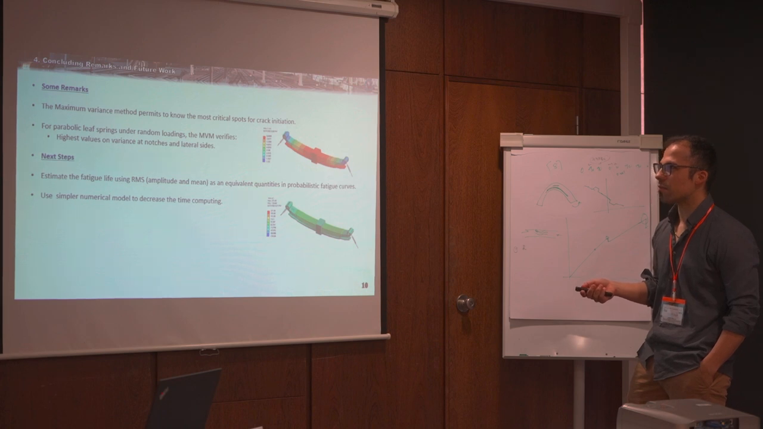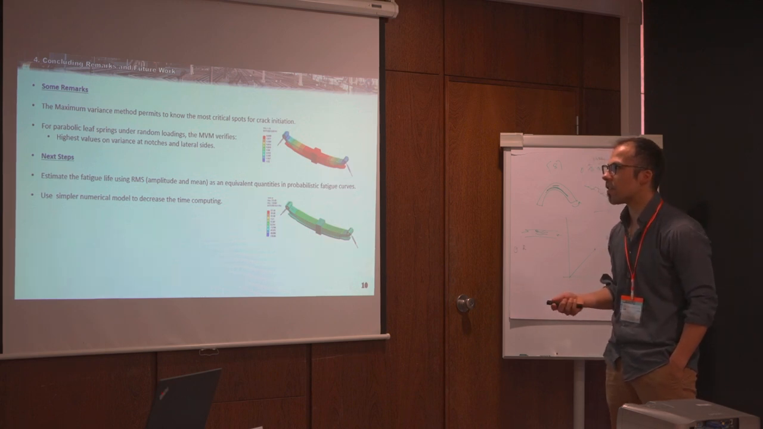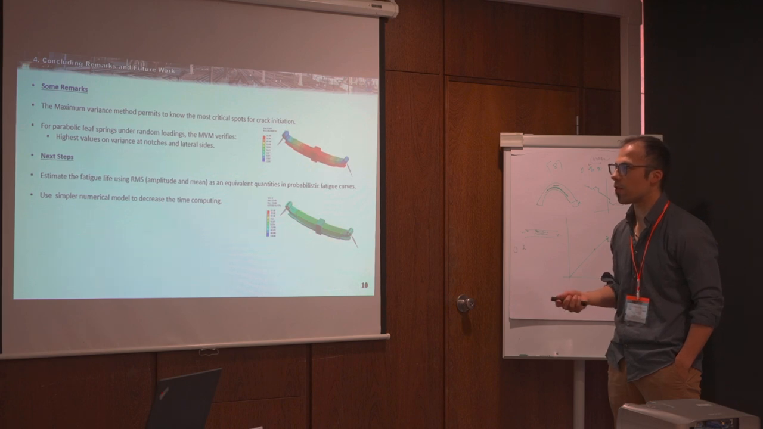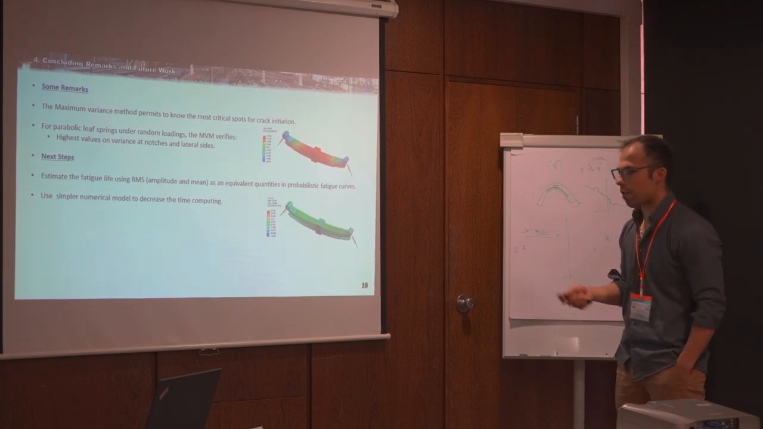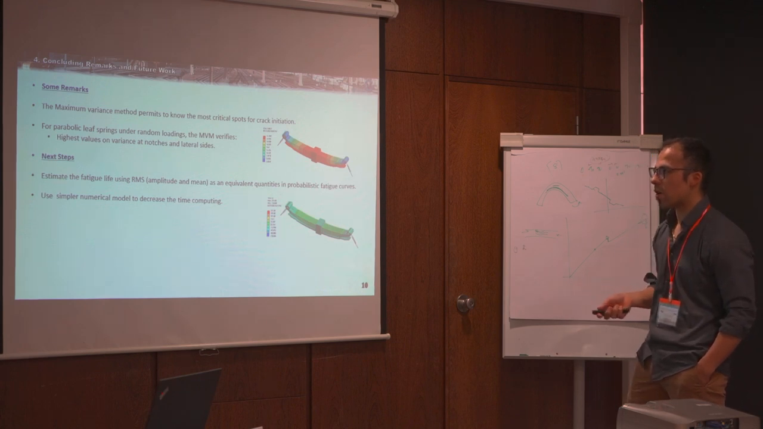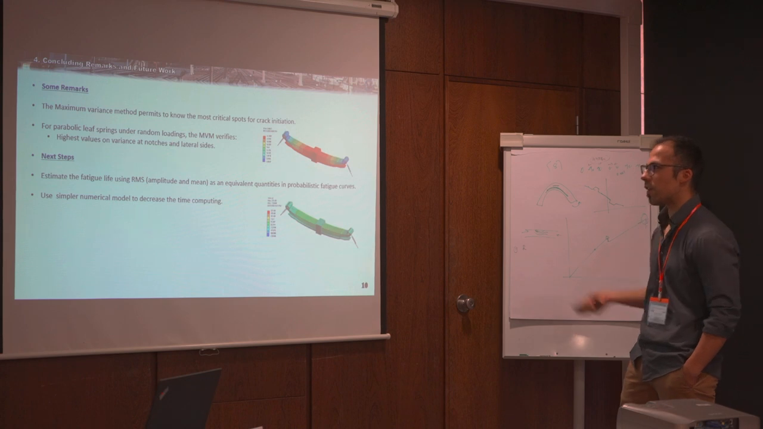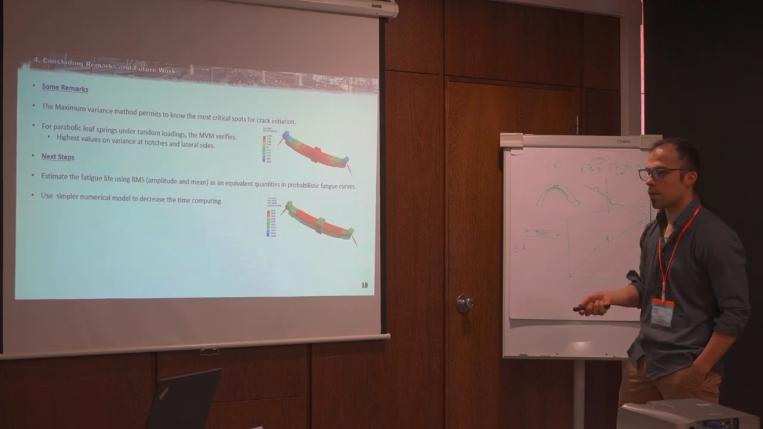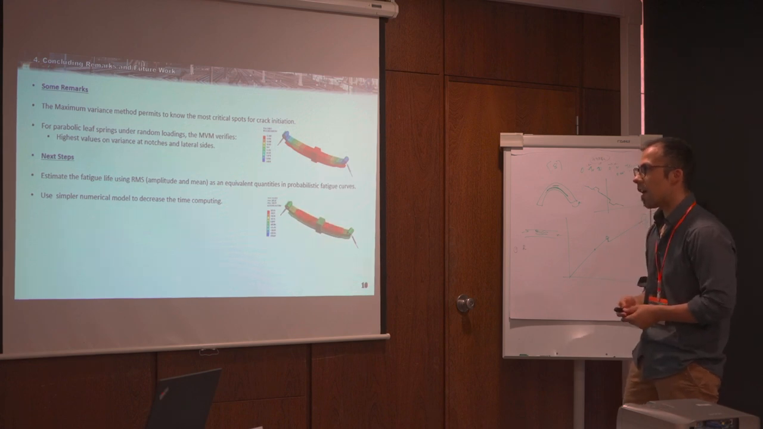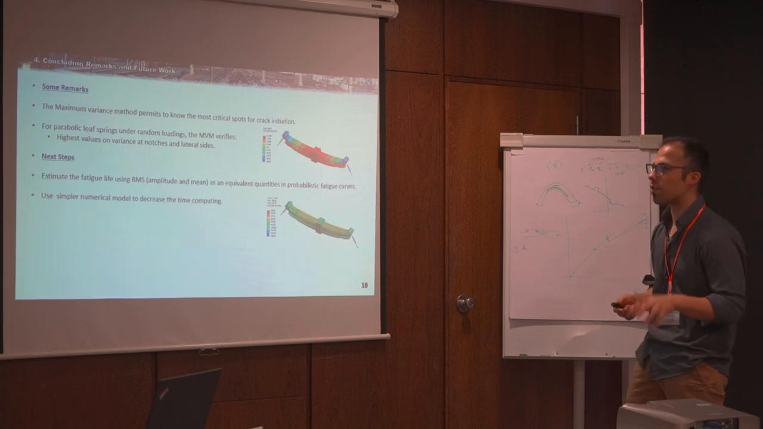Some remarks. The maximum variance method permits to know the most critical spots for crack initiation. And for parabolic springs under random loadings, the FEM-MVM verifies the highest values of variance at notches and lateral sides. Next steps are necessary: for fatigue assessment of these springs, we can estimate the fatigue life using root mean square for amplitude and mean stress as equivalent quantities to introduce in probabilistic fatigue curves. And also it's mandatory to use simpler numerical models to decrease the computing time.